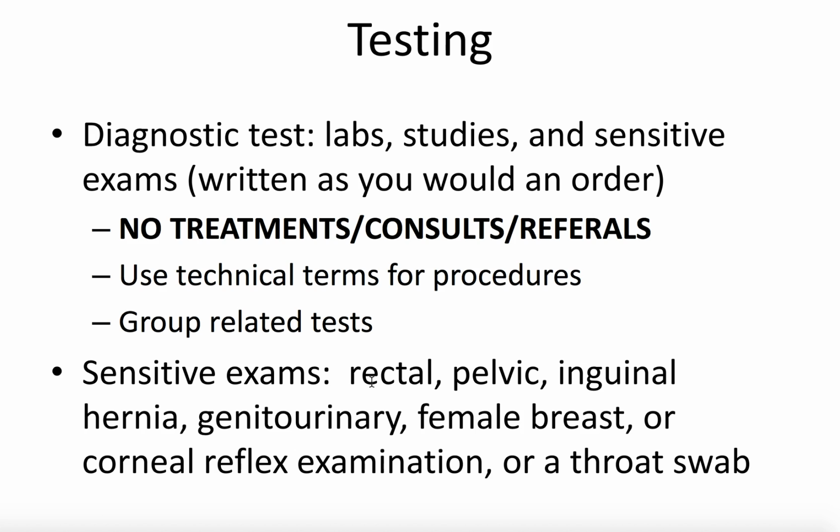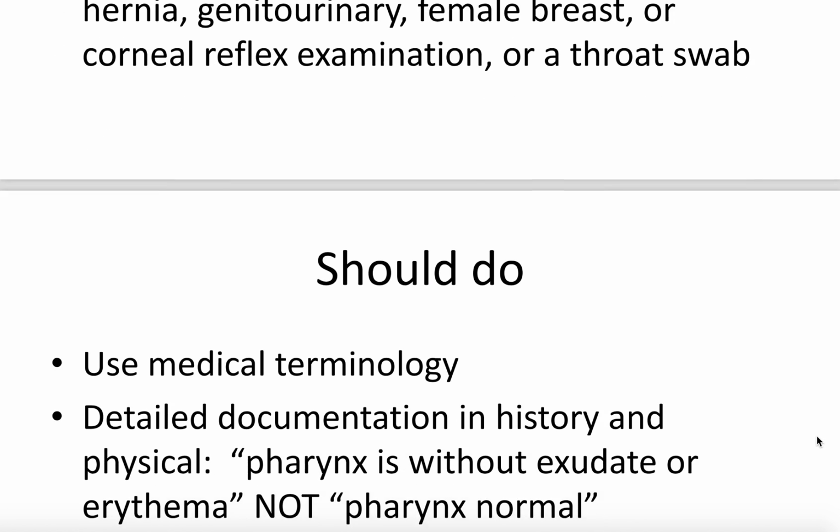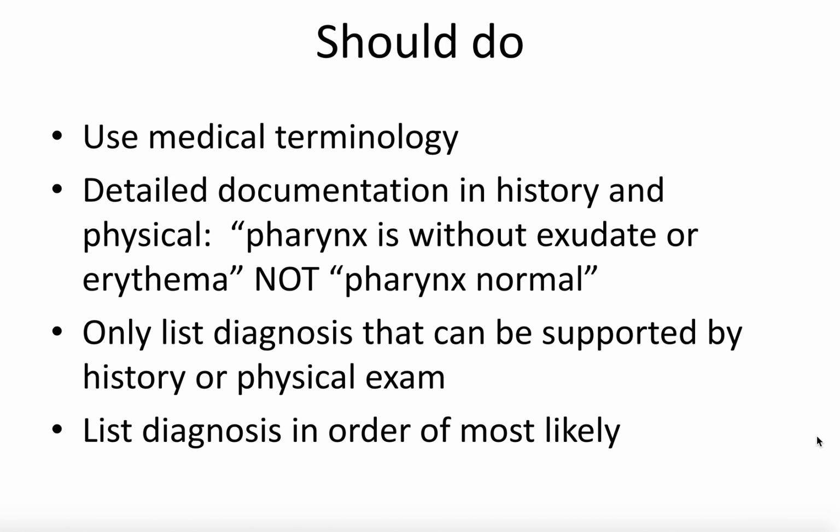And here's some examples of sensitive exams that you might want to order on patients. Use medical terms in the note, not in the actual history and physical when you're actually engaging with the patient, but when you write your note, use medical terms. Detailed documentation in the history and physical is really important. So things like pharynx is without exudate or erythema is appropriate. Pharynx normal does not help you. That is too vague and nonspecific to be a high-quality physical exam documentation.